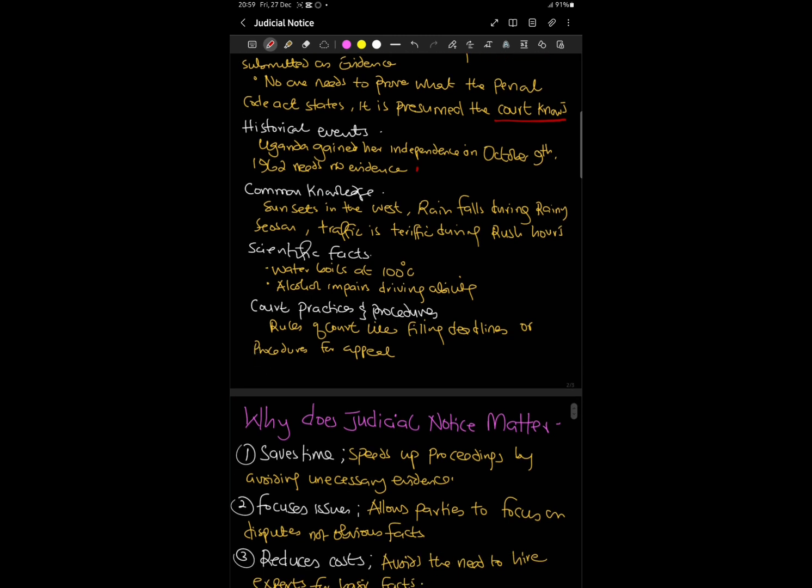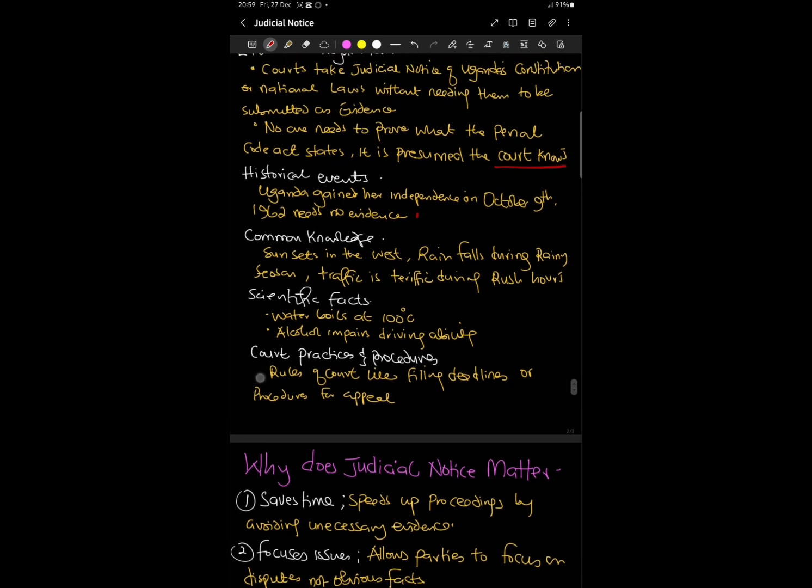And then the court practices and procedures, like rules of court, filing deadlines or procedures for appeal. All these, the court takes notice of them, and you need not prove, for example, how you file by a deadline, or how you appeal. You get the thing. You don't need to prove any of it when it comes to court practices and procedures.